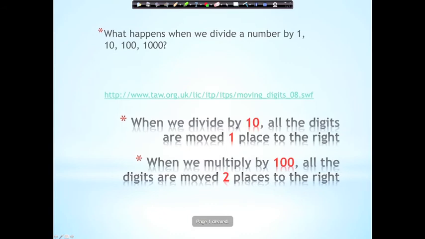We've already seen what happens when we divide a number by 10, 100 and 1000. It's just the digits moving that many places to the right. So if we divide by 10, the digits are moved one place to the right. If we divide by 100, all the digits are moved 2 places to the right.